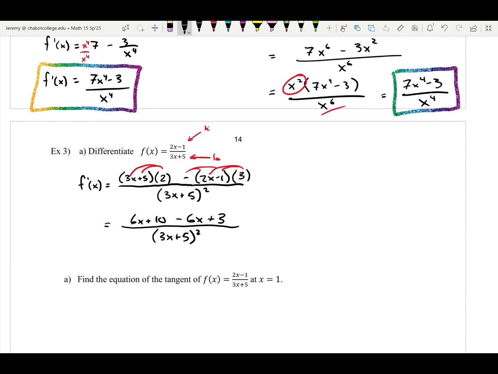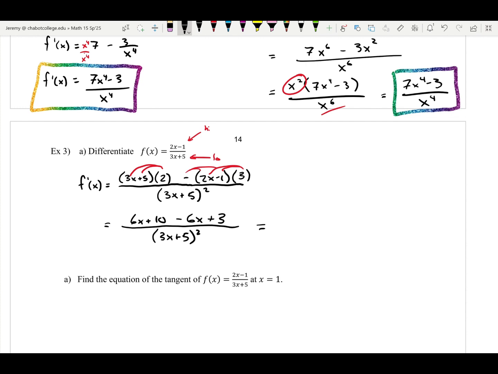I'm not going to bother multiplying out the denominator at this point, because what if in the numerator something simplifies down to 3x plus 5? Then I would have a common factor. So we usually want to leave it in factored form just in case we get common factors in the numerator and denominator. So I'm not going to bother foiling out that denominator at this time.